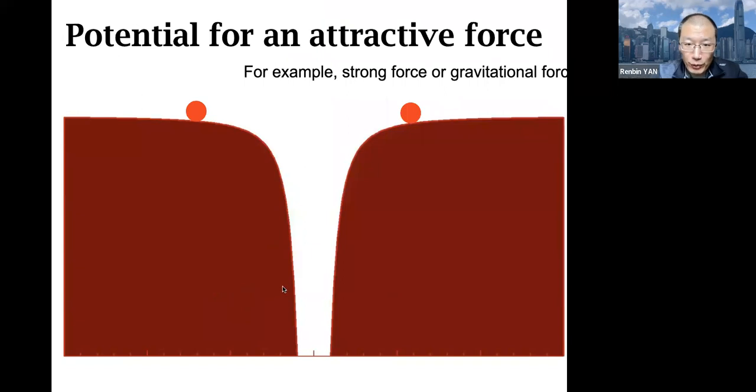But for an attractive force, like a strong force, what will the potential well look like? If it's an attractive force, then the potential will look like a well in the middle. You have two things running towards each other. Maybe initially they're coming towards each other at very slow speed, but the closer they get, the stronger an attractive force they would feel, and so they will fall into the well together. And that is the potential for an attractive force.